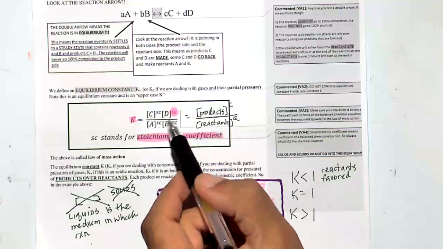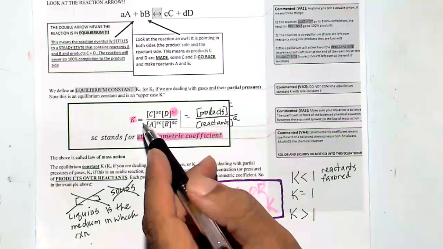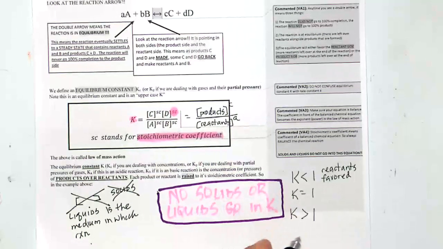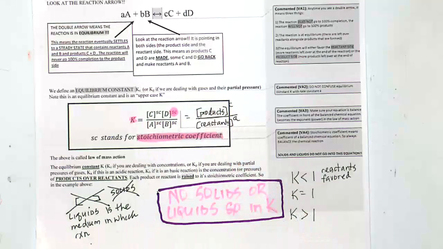If you plug in the concentration for the products, raise it to the power, divided by the concentration of the reactants, raise them each to their power, and this ratio, products over reactants, is really large, this reaction is moving forward. So this is a situation where the products are favored. You'll have more products than reactants.